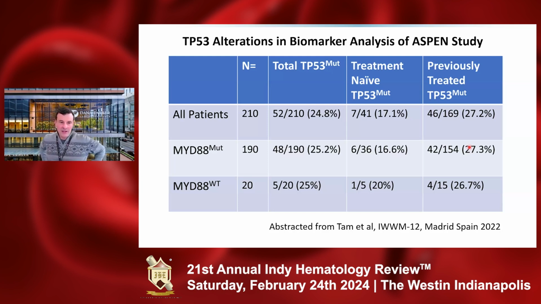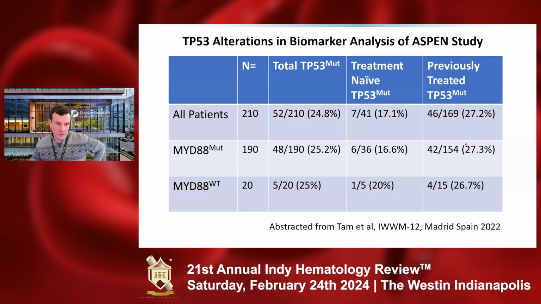But you need something that comes along and acts as sort of the proofreader and stops the cells from growing when, in fact, there is a very important mutation that may have been generated. Now, as part of the ASPEN study, they did a biomarker analysis, and this was meant to look at the impact of the different mutations, which we already talked about, MYD88 and CXCR4, but they also looked at TP53.